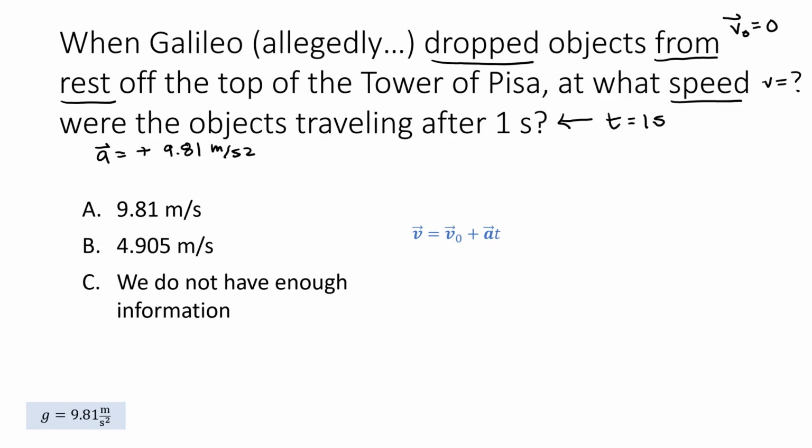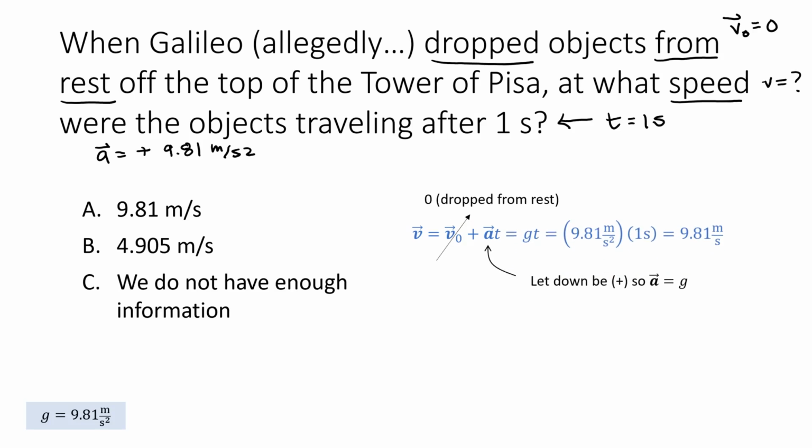Okay, so I can plug in all of the information I know. I have v naught equals 0 because it's dropped from rest. I have a is equal to plus g because I defined down to be positive. And so then I can just plug in my 1 second as well, and I get that my final velocity is going to be 9.81 meters per second, and my speed would just be 9.81 meters per second. Okay, so I would say the answer is A.